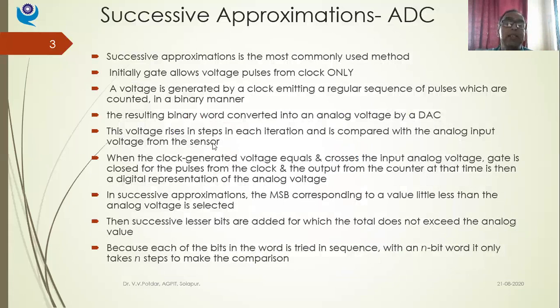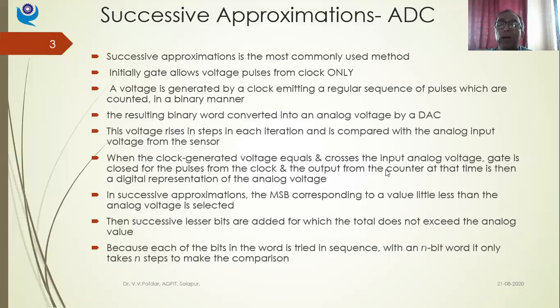The voltage rises in steps in each iteration and is compared with the analog input voltage from the sensor. Right? So this comparison constantly happens, iteratively. When the clock generated voltage equals and crosses the input analog voltage, the gate is closed to the pulses from the clock.